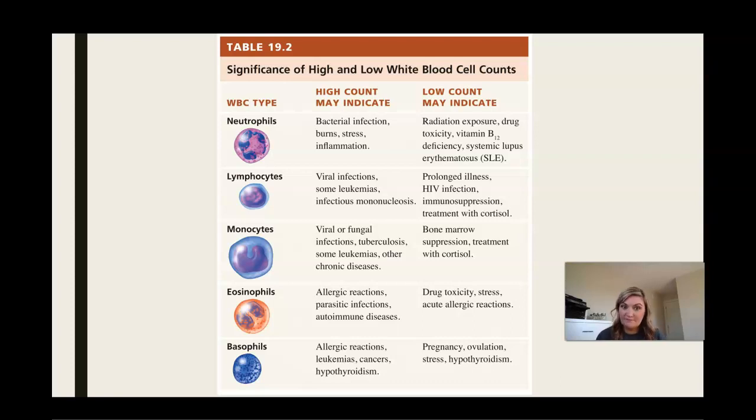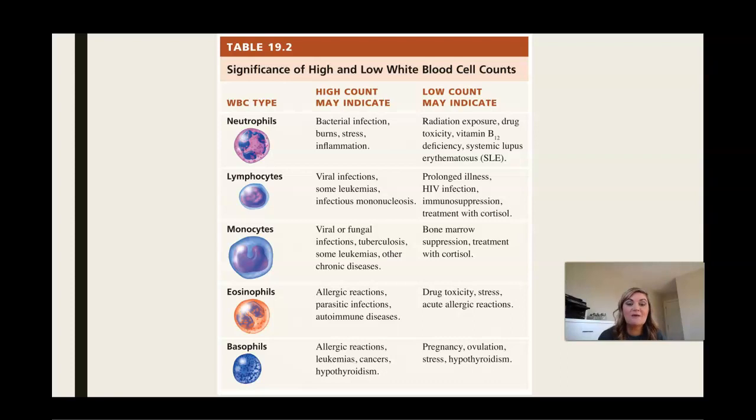If you're looking at your lymphocytes and you have a high number, that means that you possibly could have a viral infection, some leukemias, or infectious mononucleosis, so you might have mono at that point. If you have a low count of lymphocytes, this could mean that you have had a prolonged illness. It is an indicator for HIV. It could be some sort of immunosuppressant, or it could be because you have a treatment with cortisol that you've been taking for some other type of condition.